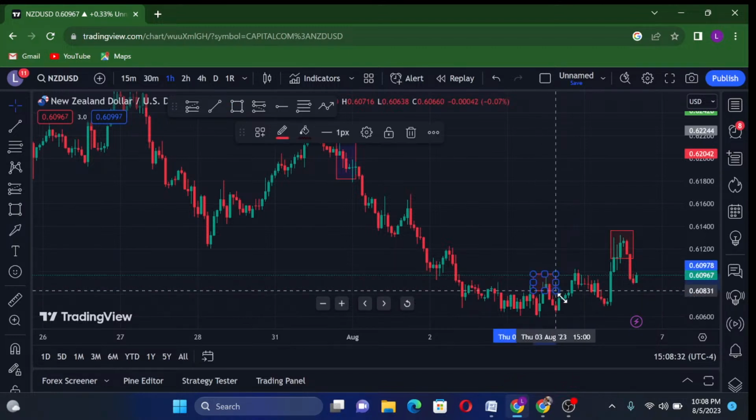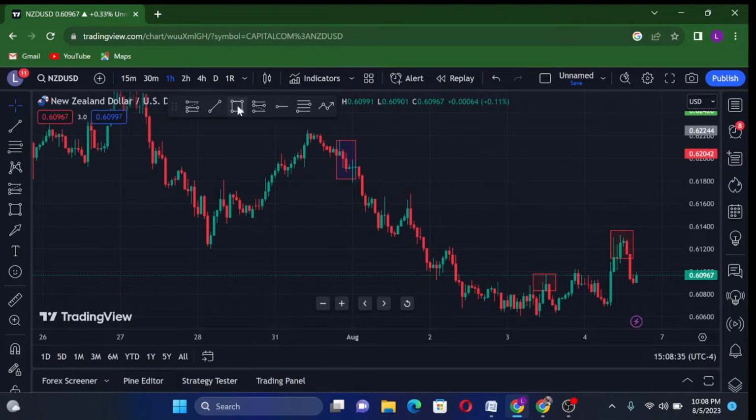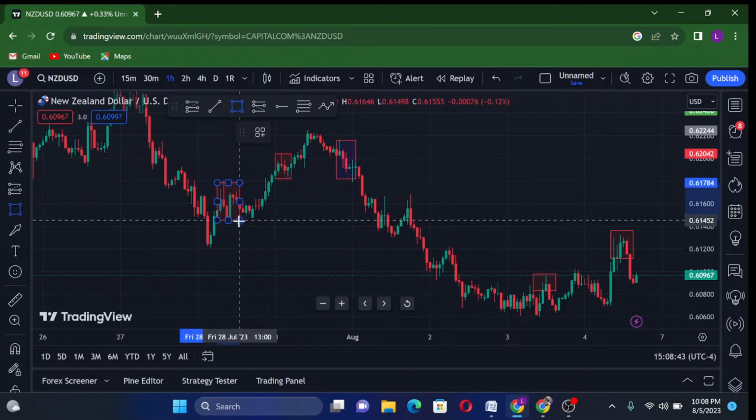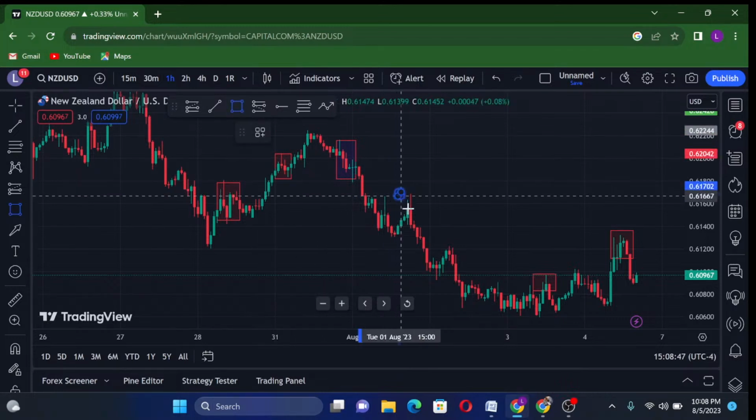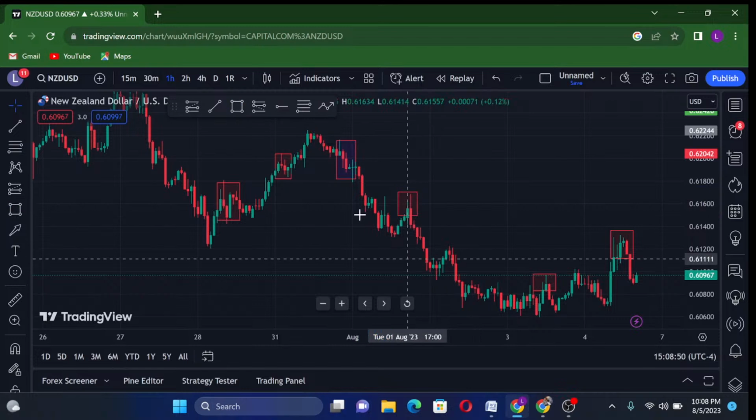So I'm marking every liquidity point that I can see. There are very many because the market moves on liquidity. Where the liquidity is, is where the market is likely to move next. Every turn point the market used to turn is a liquidity point.